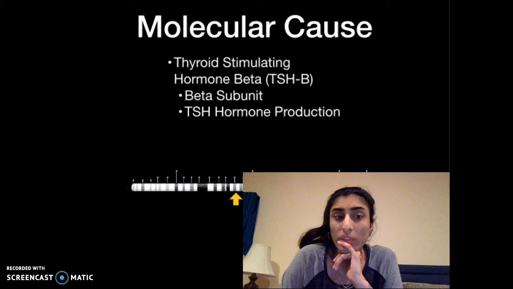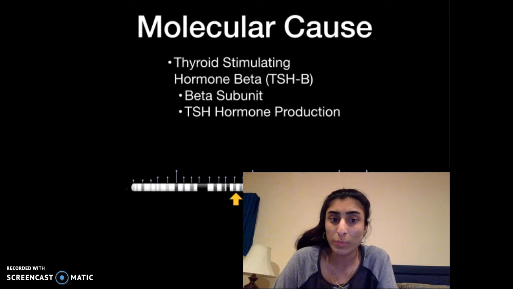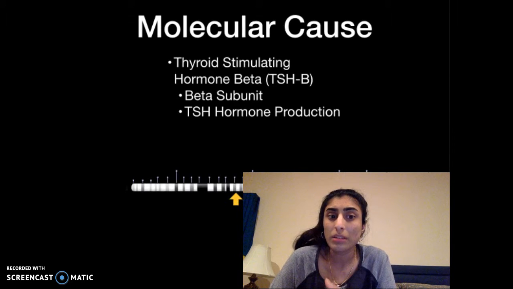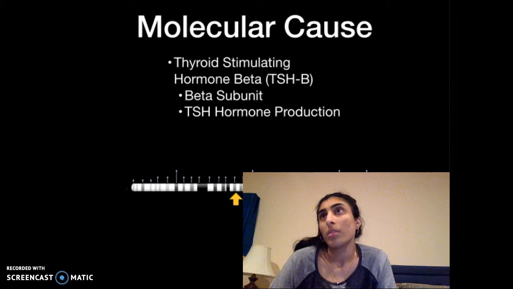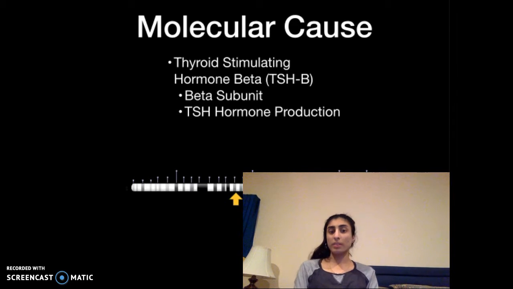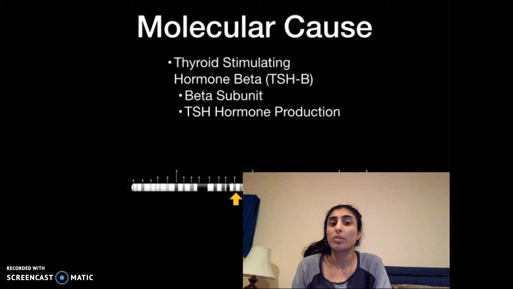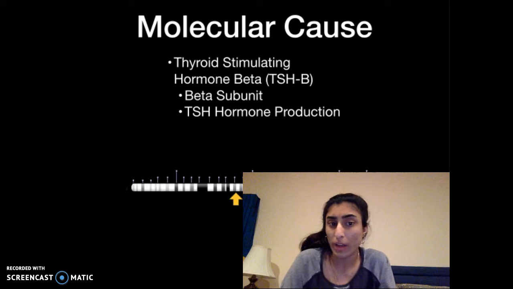So with this mutation, what happens is a mutation is present in TSHB, and that prevents the production of the functional TSH, or thyroid stimulating hormone, and its release from the pituitary gland. So this leads to thyroid hormones not being stimulated, which results in congenital hypothyroidism and the symptoms and signs that come with the disorder.